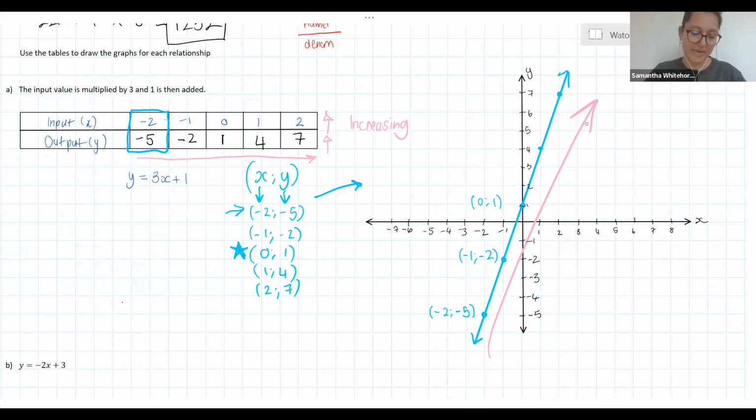Okay, so being able to draw a graph is very important. And using a table to draw a graph is very helpful, because once you know what your equation is, you can very easily find your inputs and your outputs in order to draw a graph.